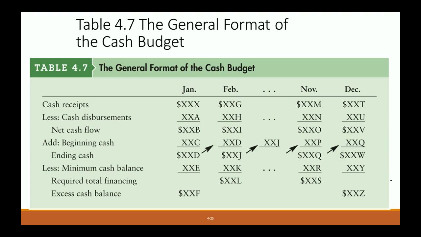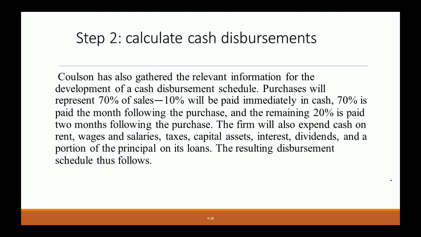The second step will be to calculate cash disbursements. So cash disbursements. Here is the pertinent information. Purchases are 70% of sales. 10% are paid for immediately with cash. 70% are paid the month following purchase. And the remaining 20% is paid 2 months following purchase. So just like we had accounts receivable, this is accounts payable. Well, we will also have to pay for our rent, wages, salaries, taxes, capital assets, interest, dividends, and loan payments.